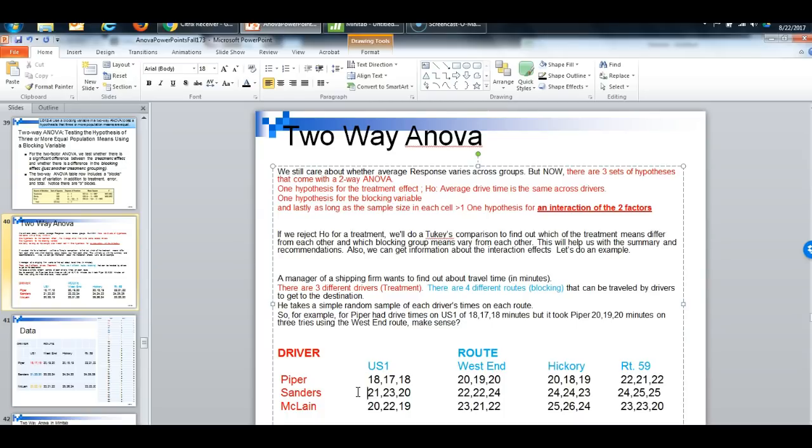Likewise, we want to know travel times, not just by route, but by driver. So we care how fast is the route, but we're also going to try and explain variation in these times using the driver as well. So one hypothesis is, is average drive time the same across drivers? Another hypothesis would be, is average drive time the same across routes? So one is the treatment and one is the blocking variable.